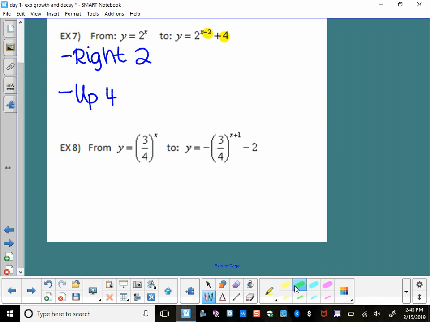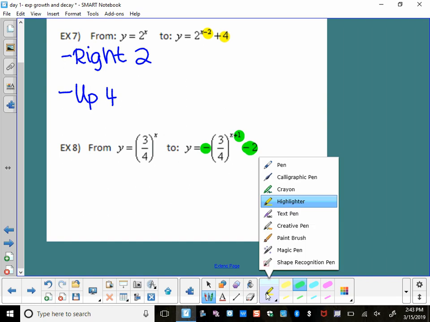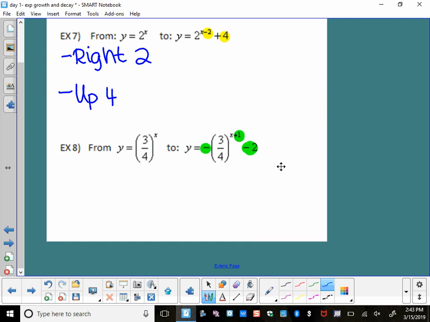Look at your second problem, example 8. What is new? The +1. +1, what else? -2. There's one more. It's hard to see. The minus in front. So I have 3 transformations.